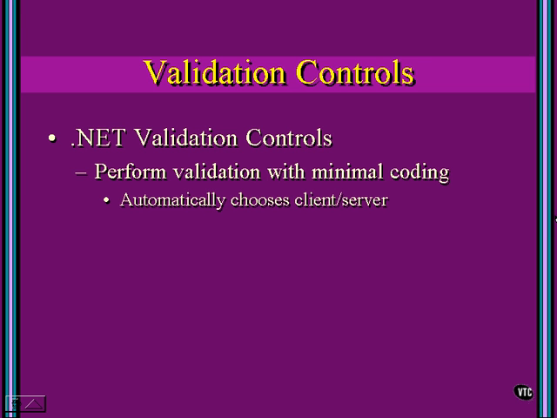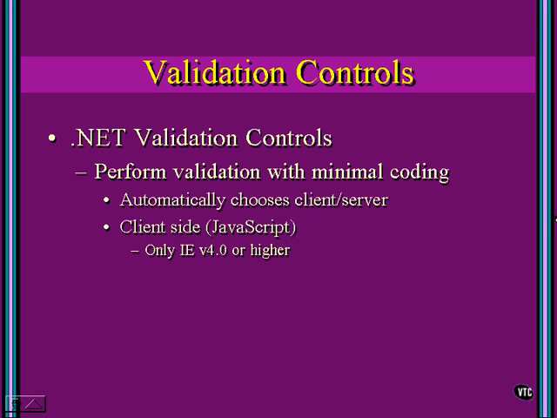Now, the really cool thing about this is that your control automatically chooses whether to perform the validation on the client or the server side. It makes this choice for you. Now, the way it does that is it's going to write client-side script, and this is kind of interesting. Microsoft is going to be writing JavaScript on the client side only if you're using Internet Explorer version 4.0 or higher.